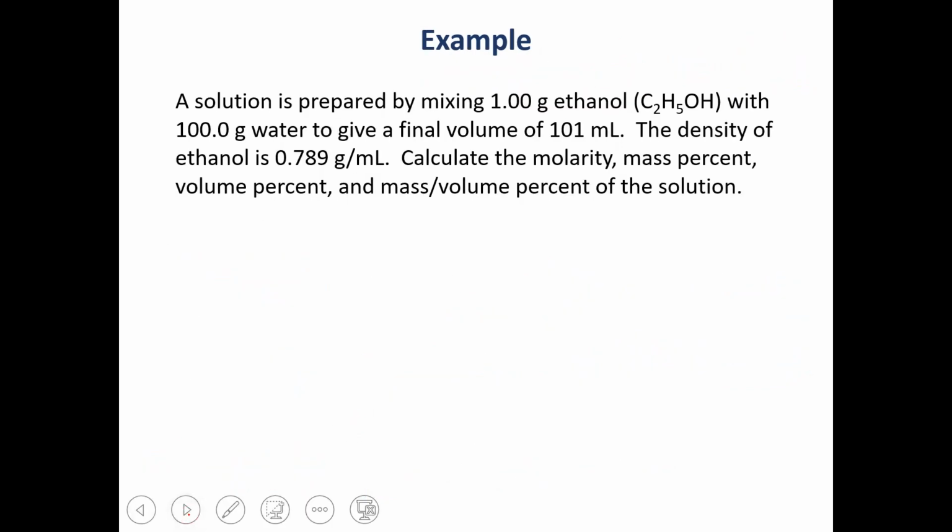So let's look at another example here. We have a solution that's prepared by mixing 1 gram of ethanol with 100 grams of water to give us a final volume of 101 milliliters. And we're told that the density of ethanol is 0.789 grams per milliliter. So we want to calculate the molarity, mass percent, volume percent, and mass volume percent of the solution.